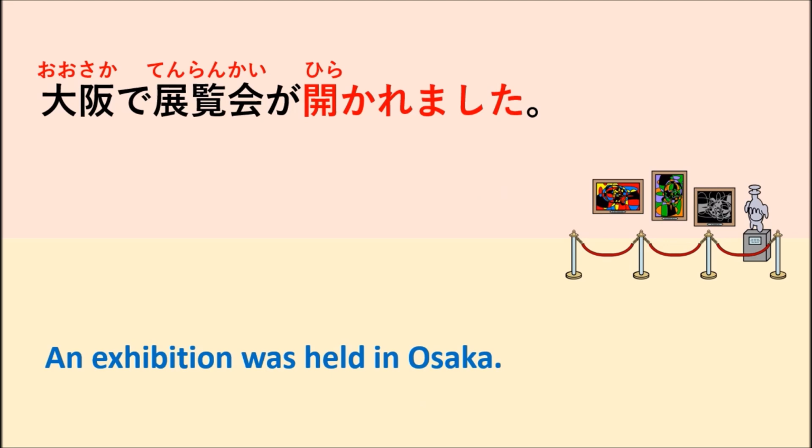But sometimes, if you want to say it, you can put ni. For example, by somebody, like Tanaka-san, you can say Osaka de Tanaka-san ni tenrankai ga hirakaremashita, which means an event was held in Osaka by Tanaka-san. So when you don't want to say who takes the action in the sentence, you don't need to put the nani nani ni, as you see in the sentence.